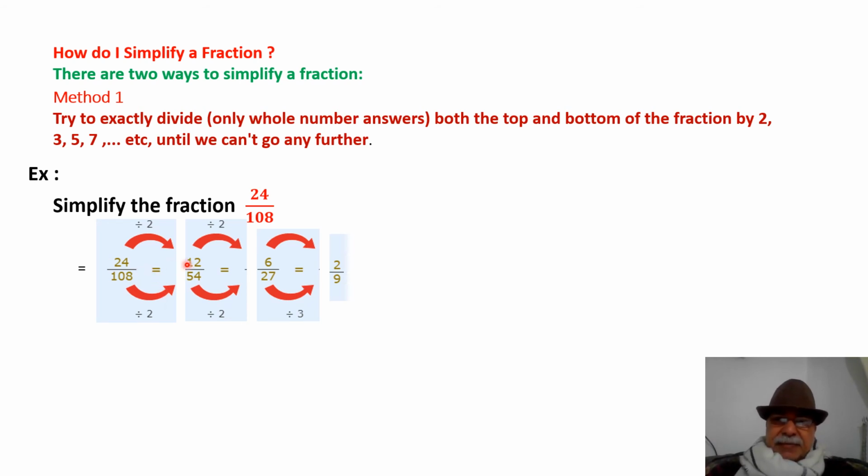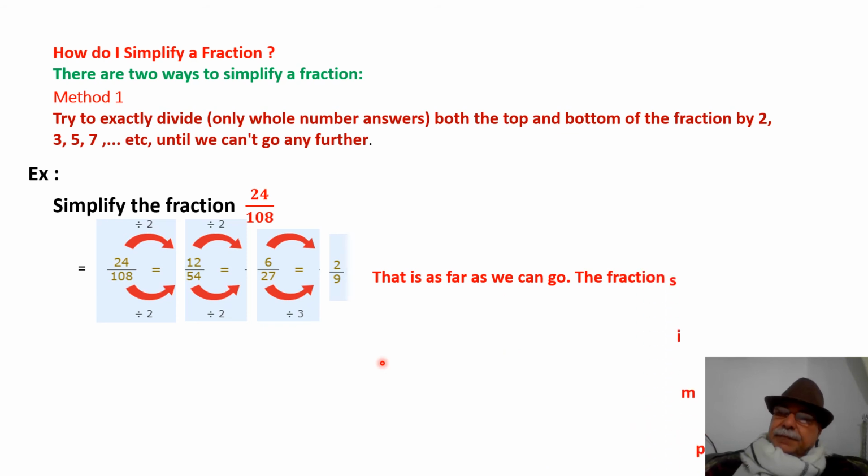That's why I divided this by 2, I get this. Divided this by 2, I get this. Divided this by 3, I get this. This is the process in order to simplify that fraction to 2 over 9. This is the last result.